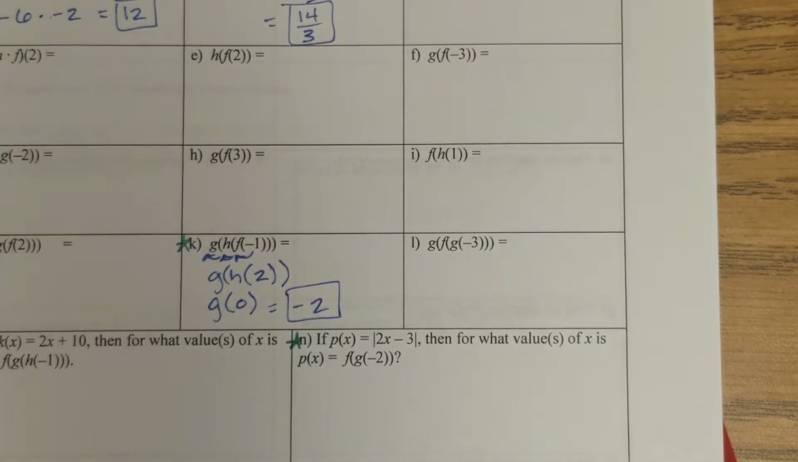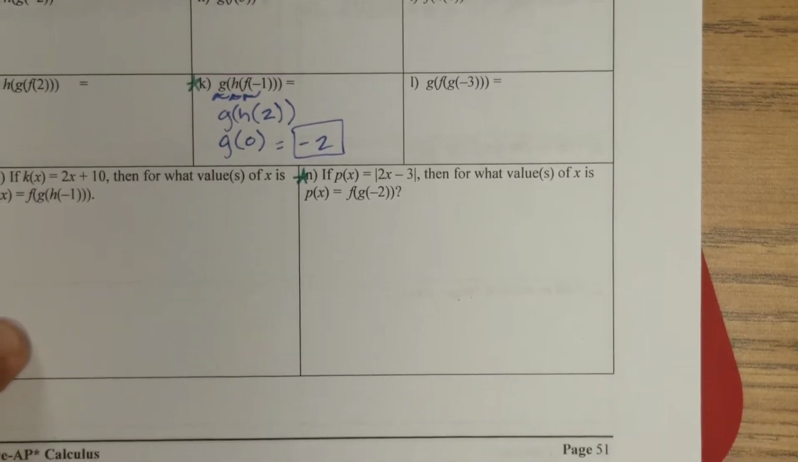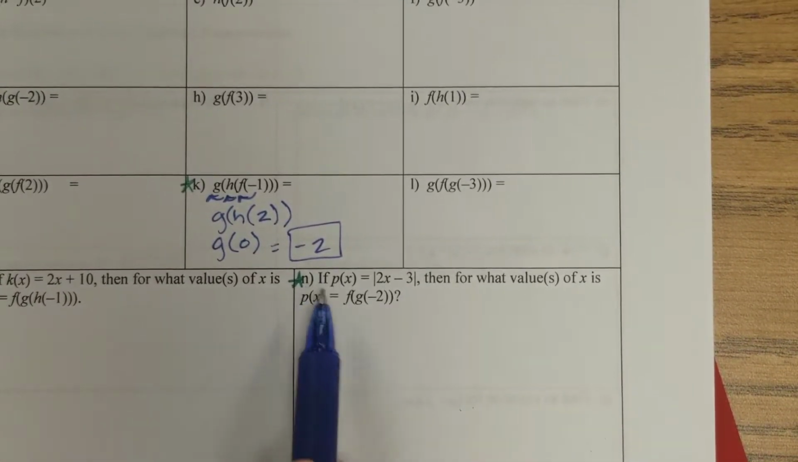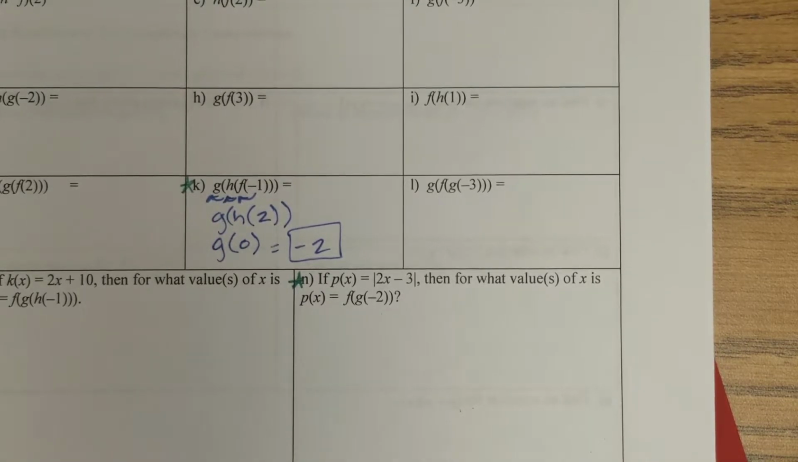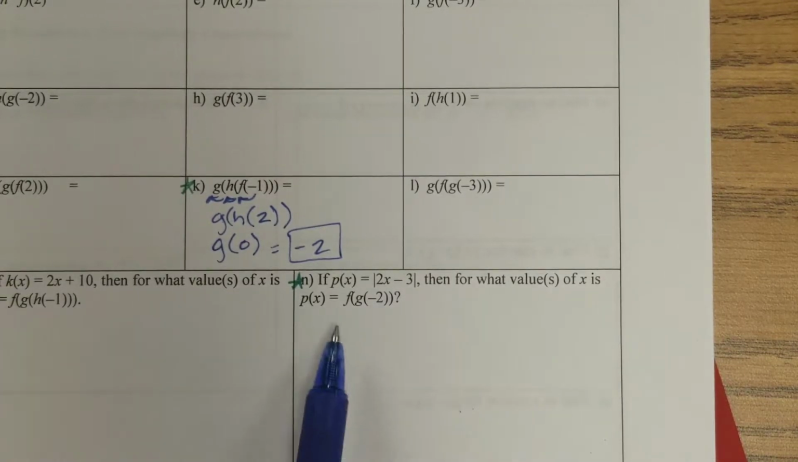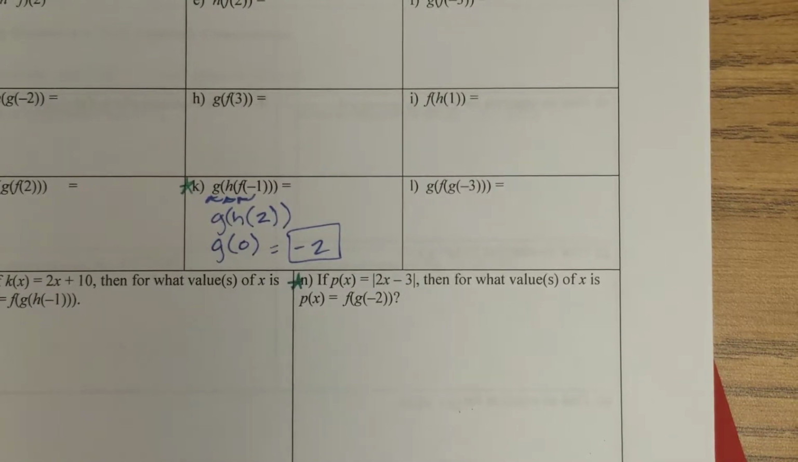So let's look at this one right here. Letter N. It says if p of x equals the absolute value of 2x minus 3, then for what values of x is p of x equal to f of g of negative 2?